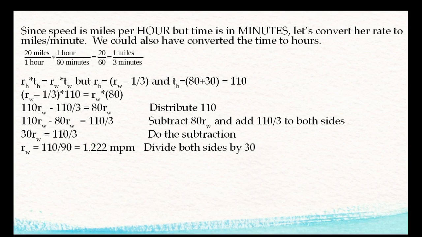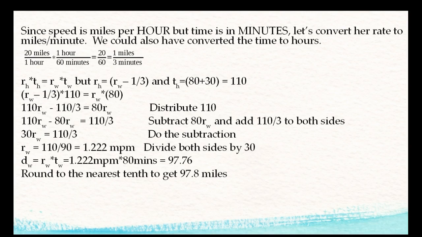Then we divide both sides by 30 to isolate the R sub W. Dividing by 30 means 3 times 30 in the denominator on the right, so 110 divided by 90 is equal to 1.222. Let's make sure that we give enough decimal places precision so that we don't end up with a rounding error. Now, going back to the distance is equal to rate times time, we get 1.222 miles per minute times 80 minutes on the way to work. That's 97.76 miles. We're asked to round that to the nearest tenth. That rounds to 97.8 miles.